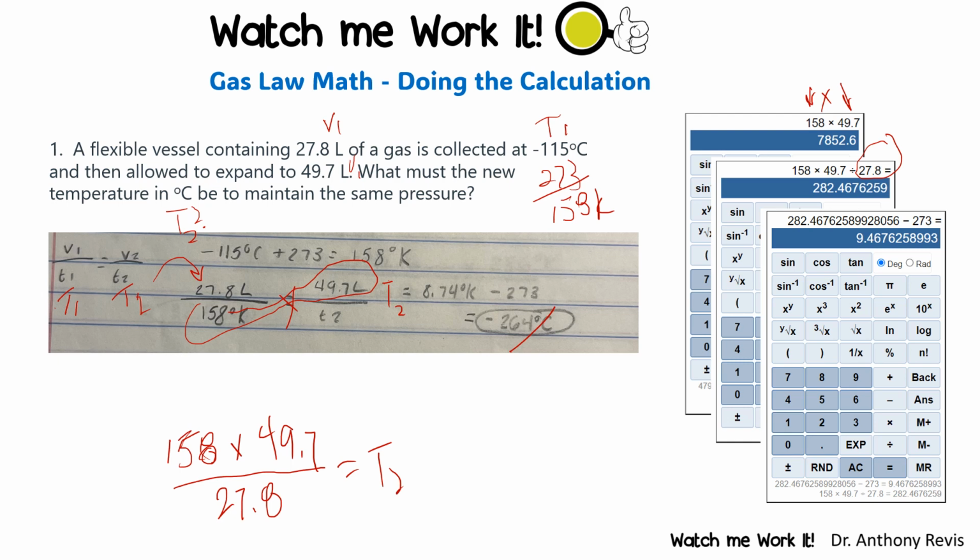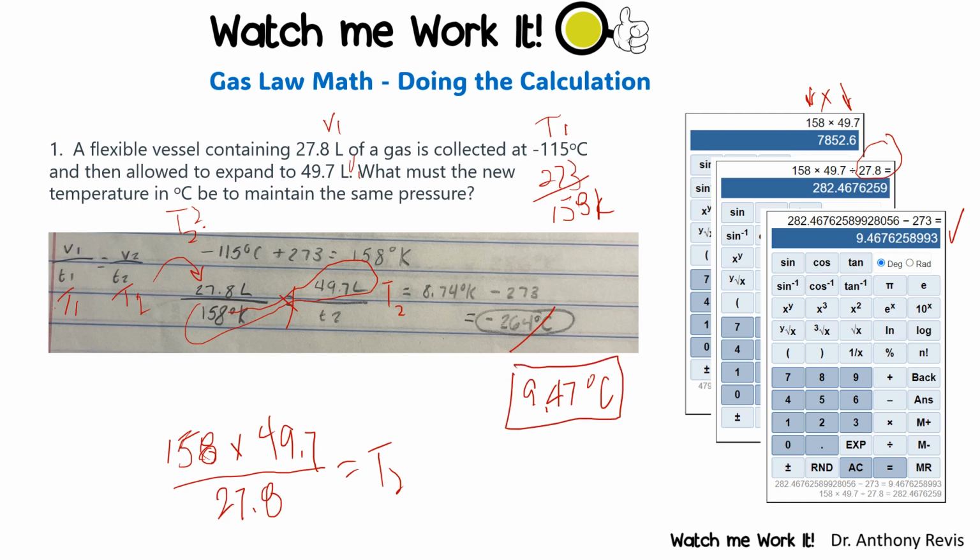Okay, so here we show you how it looks in the calculator. In the calculator, you punch in 158 times 49.7, and then divide by 27.8. We get this number, 282 and some decimals, minus 273, and you'll get the proper answer. So the answer should be approximately 9, and that should be in degrees C for the solution. Okay, so again, the student had it set up really well, but the math got in the way of getting the proper solution.